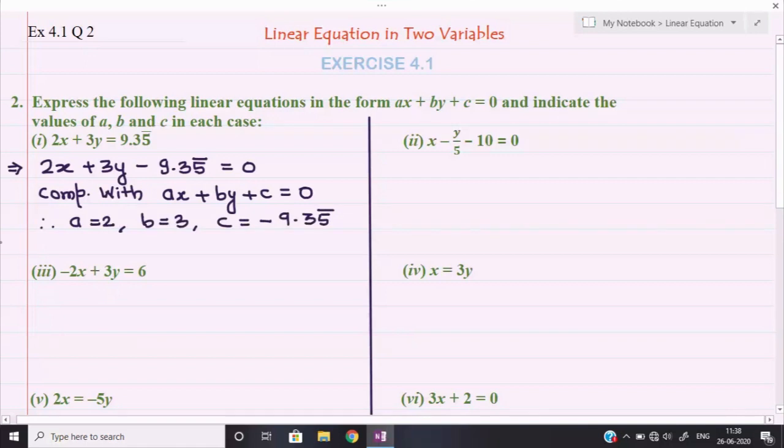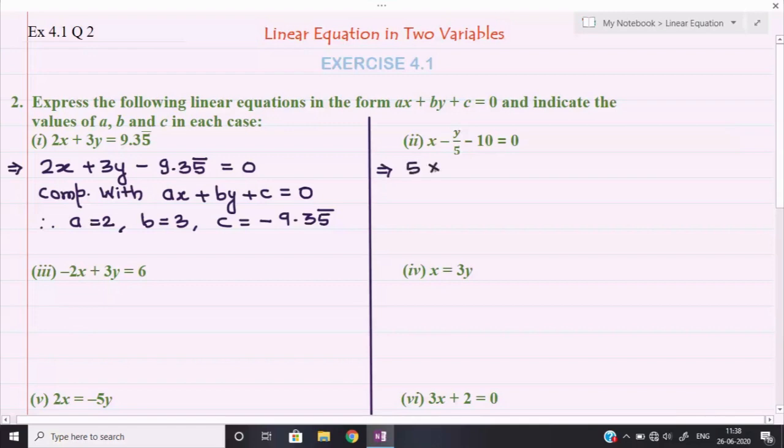Okay, let us see the second part. In the second part, there is one small problem: upon 5 is coming. So we shall do one thing. In this question we shall multiply the whole equation by 5, so the denominator 5 can be easily resolved.